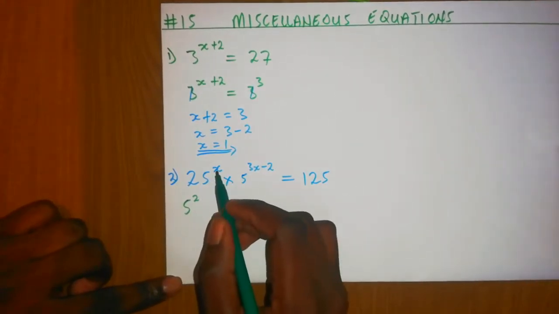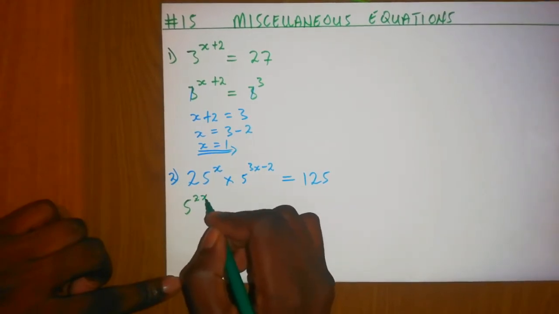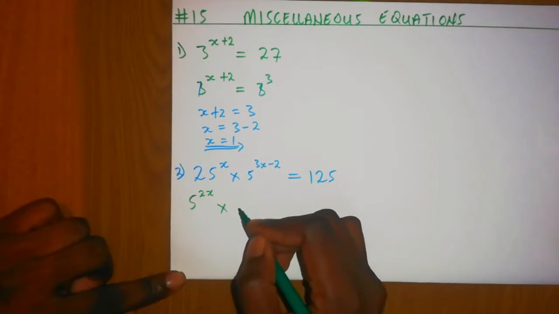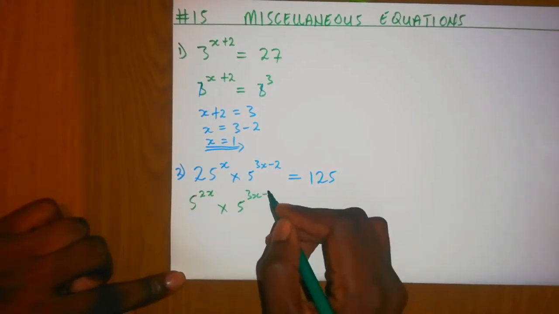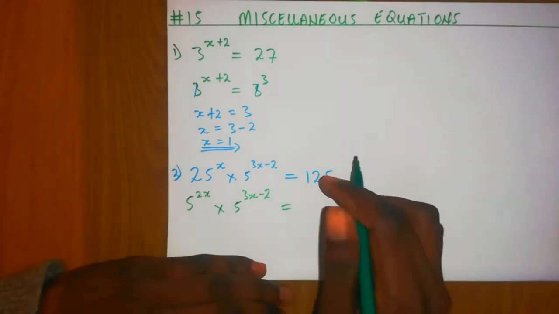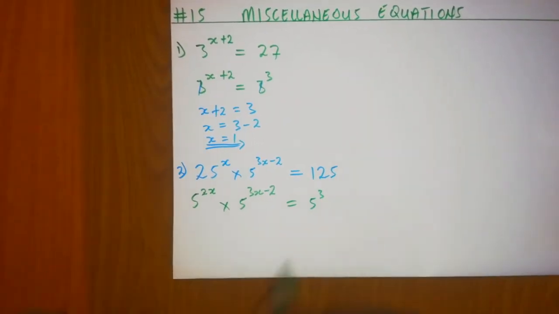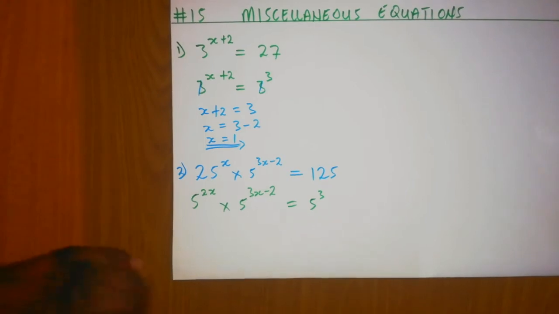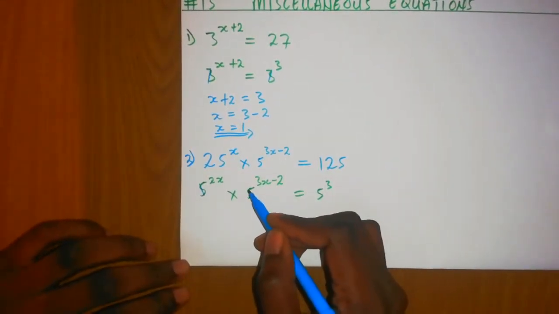Then here there was an x, so it is 2 times that x, so that's 2x. Then it times 5 to the power 3x minus 2 is equal to, if I'm converting 125, it's going to be 5 to the power of 3. Now I've got bases that are the same. I'm supposed to apply the laws of indices. As I cancel here, I'm going to cancel out my 5.